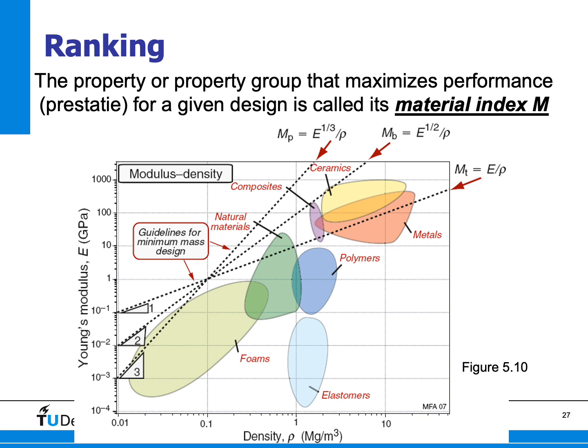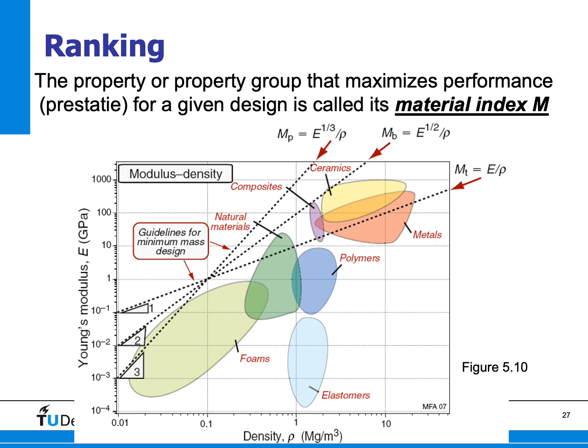So the property or property group that maximizes performance, or in Dutch prestatie, for a given design is called its material index. So what is the difference between property or property group? You can have one property, namely the conductivity of the material, or you can have a combination of properties, for example conductivity and yield strength. Then we have a property group, and they can all be incorporated in a material index.